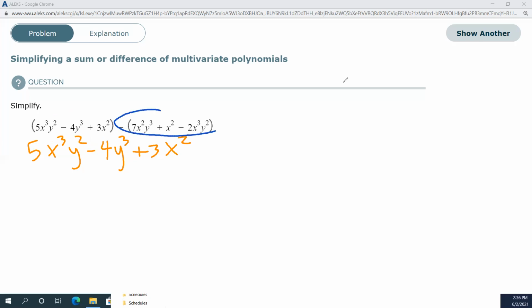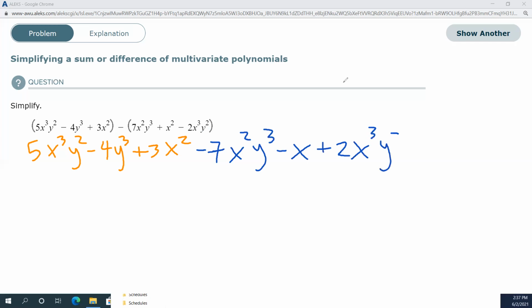Now for this set, we are subtracting away the entire second set of parentheses. Therefore, that subtraction sign is applied to all 3 terms in there. So we subtract away the 7x squared y cubed, and we subtract away the x squared, and we subtract away the negative 2x cubed y squared. So we're going to go minus a minus, which makes plus. That's something you've got to make sure you're mindful of.